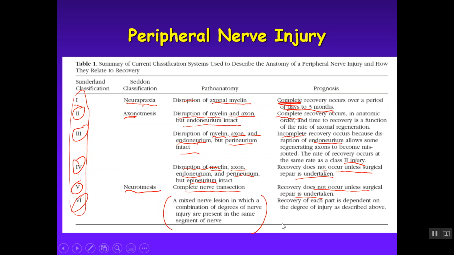So that's it on the peripheral nervous system. Any questions on that?